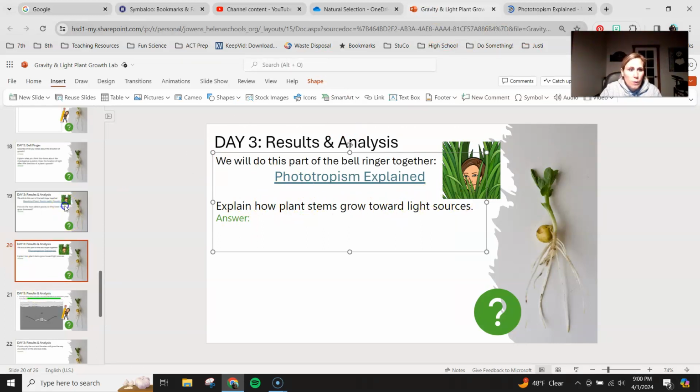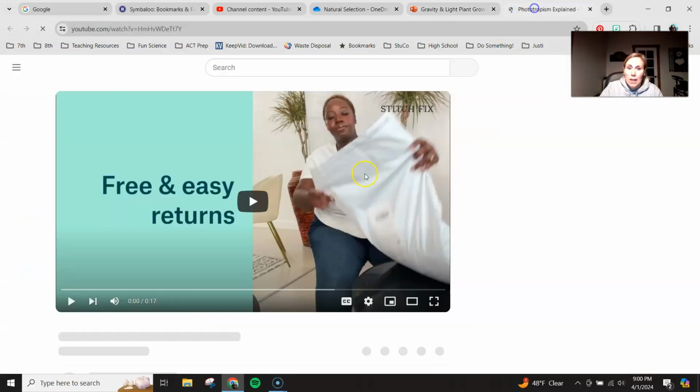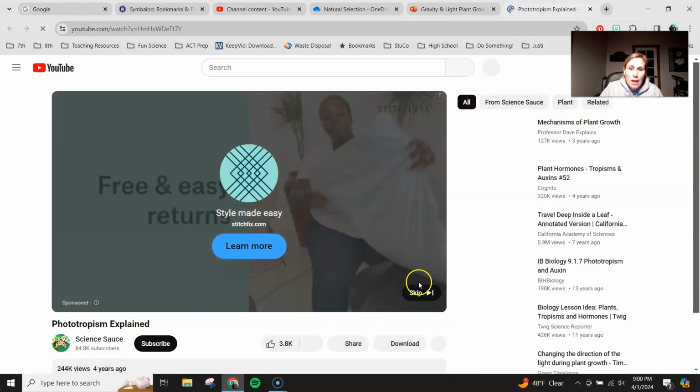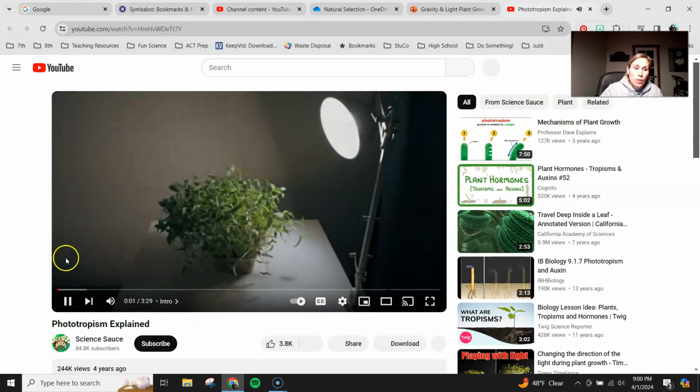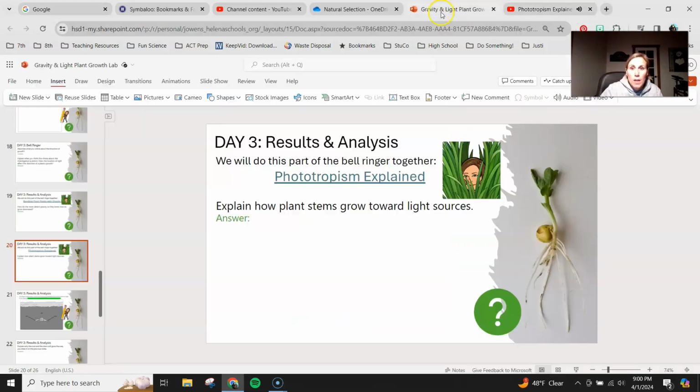You will find that the gravity one's a little bit easier to explain. The light one, you may need to watch the middle part a couple times to get on the right track as to how the sunlight tells the stems which way to grow. Okay, so watch that and answer again how plant stems grow towards light sources.